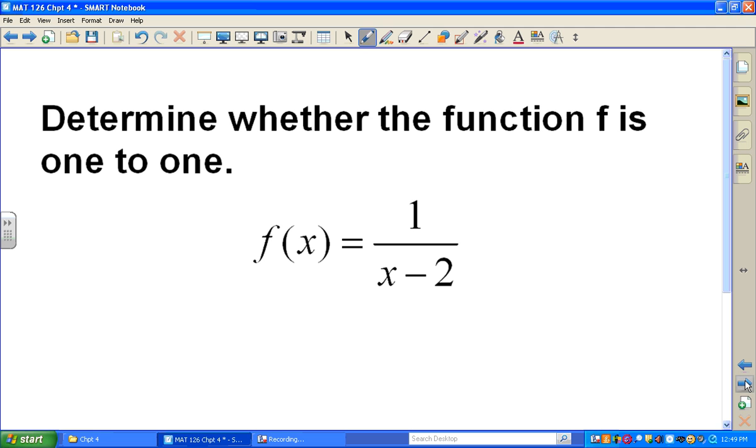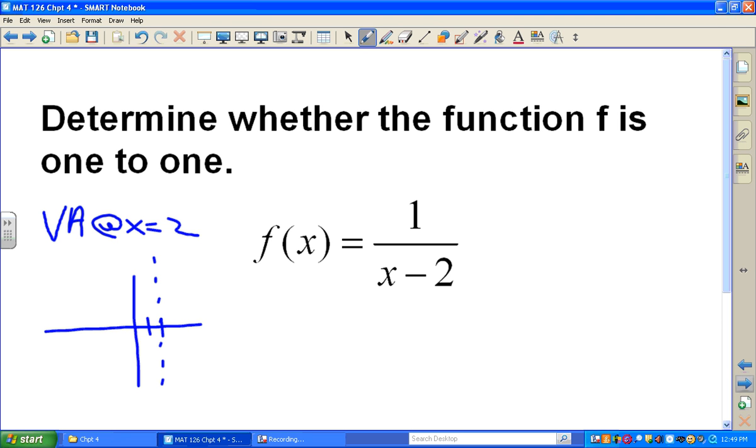All right. Is this function 1 to 1? Why? It's a point. No, it's not. It's a line. That's not a line. That's a rational algebraic function. We did those last chapter. What is the vertical asymptote? At x equals 2? Doesn't work?